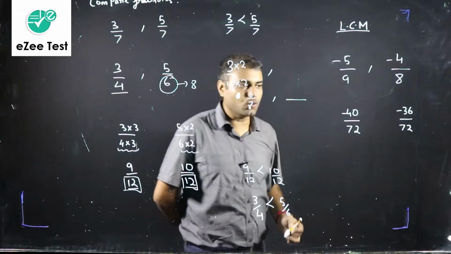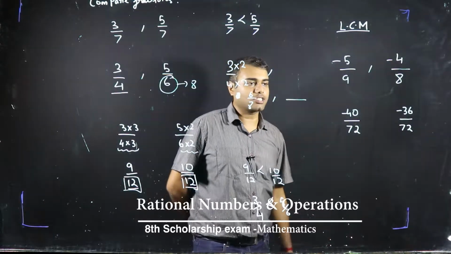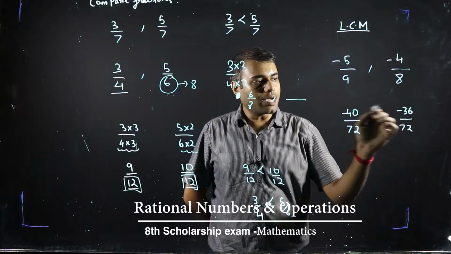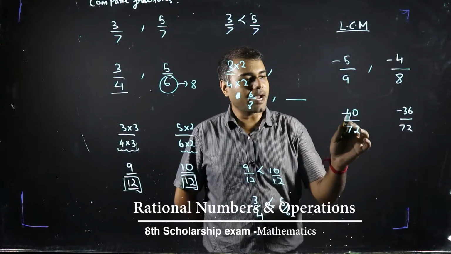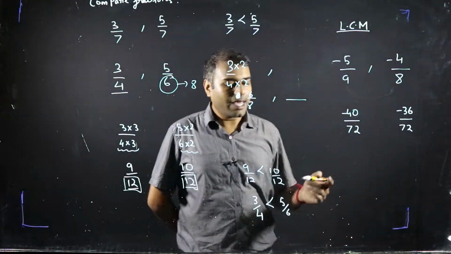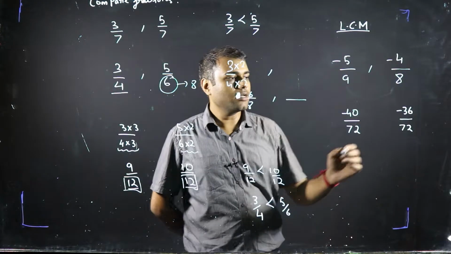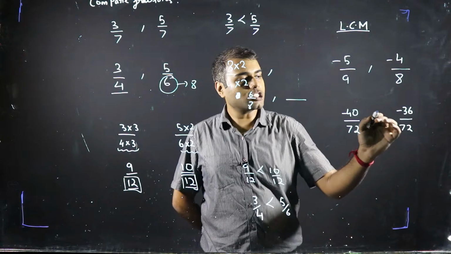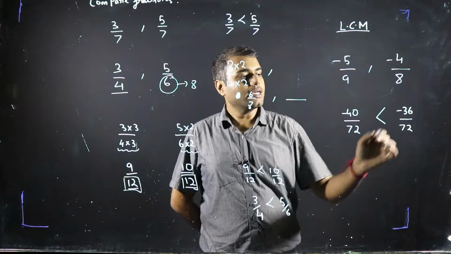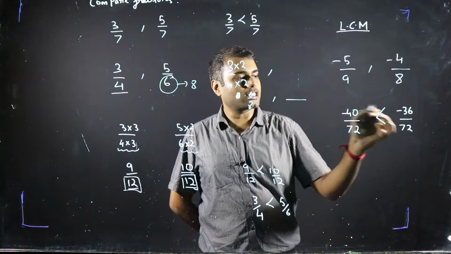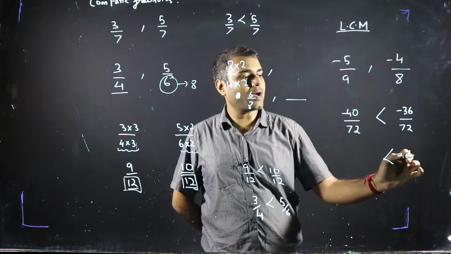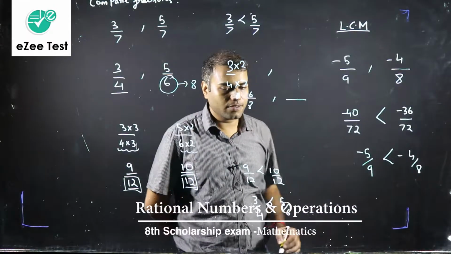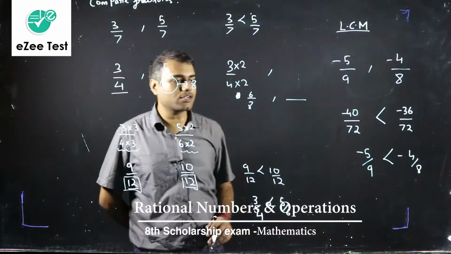Now out of these two, which one is the greater fraction? The denominator is the same, we have achieved that, fine. Now compare the numerators. Which one is bigger, minus 40 or minus 36? As we have learned in the previous chapter, minus 36 is bigger than minus 40, which means this fraction is bigger than this fraction. That means minus 4 by 8 is bigger than minus 5 by 9. Fair enough? I hope all of you have understood this.